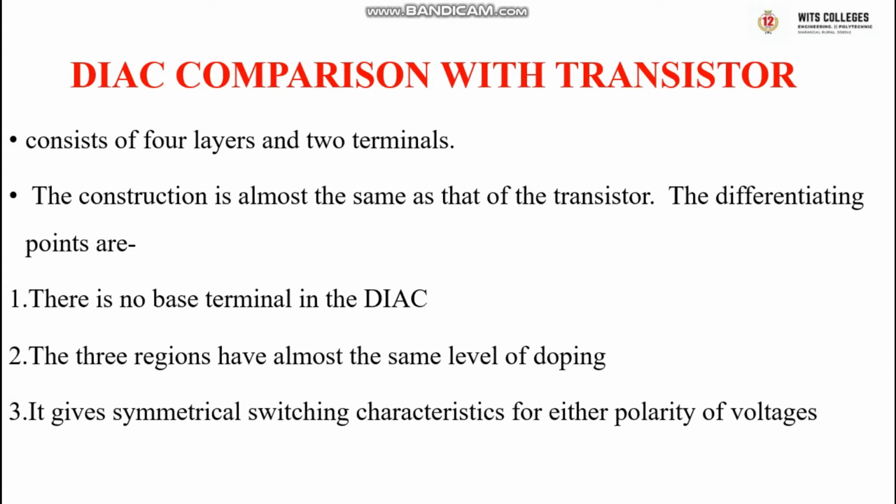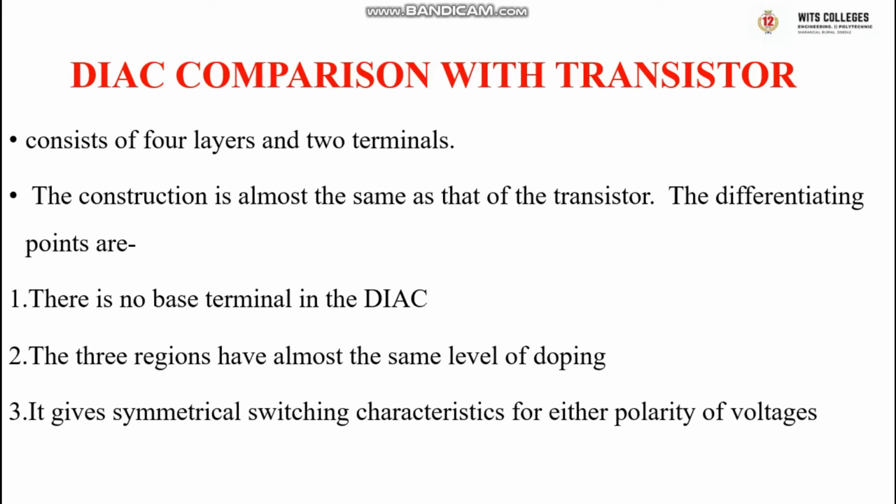The three regions have almost the same level of doping in diac, whereas in transistor we have different levels of doping: moderate doping, light doping, heavy doping.